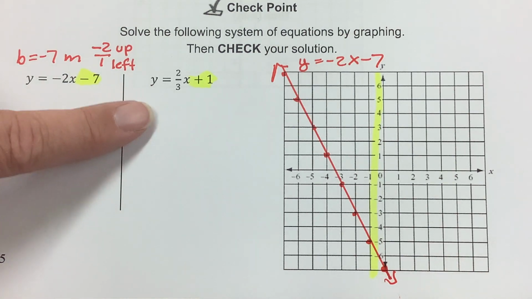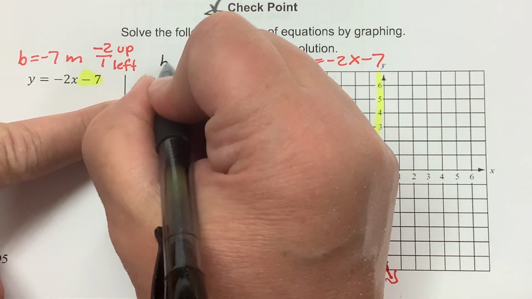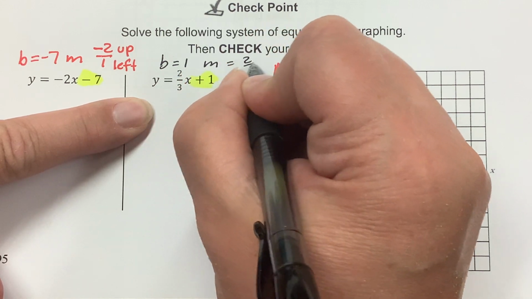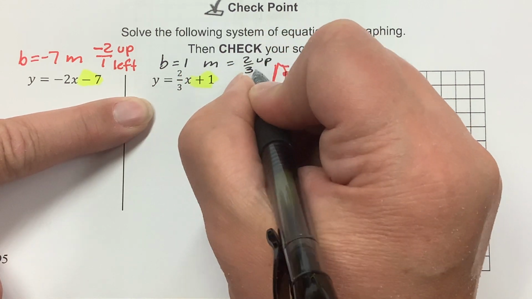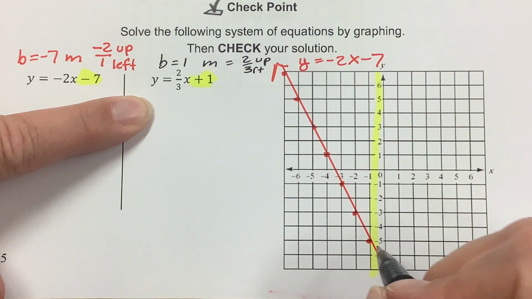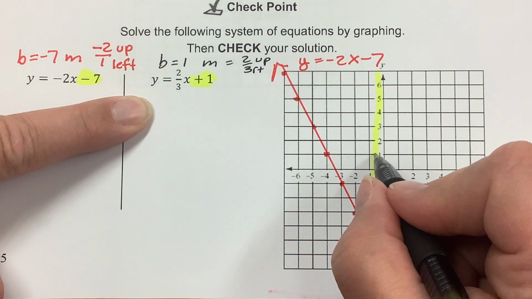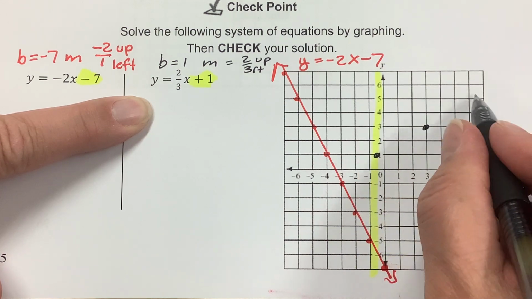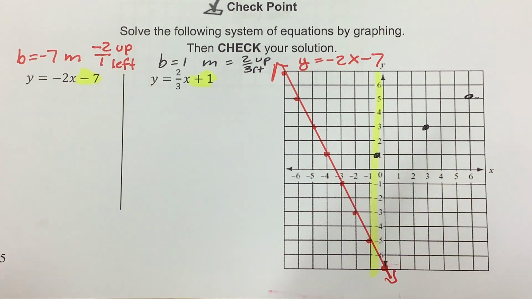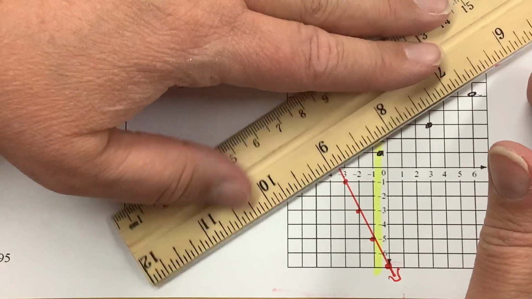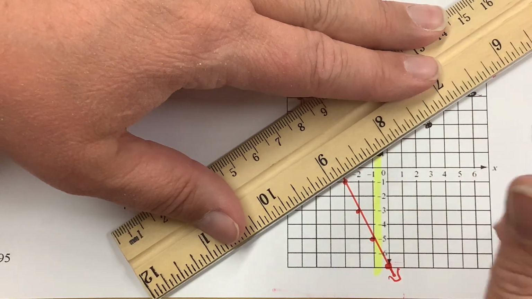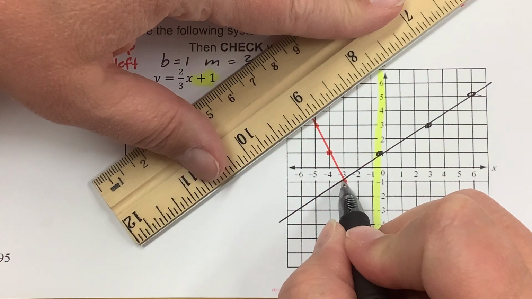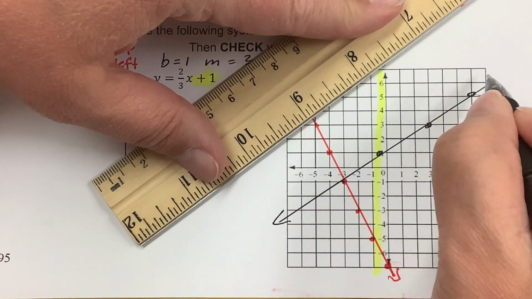Now I have to do this one. This one begins at 1. And to get more points, I have 2 over 3. I'm going to go up 2, 3 to the right. So I begin at 1, up 2, 3 to the right, up 2, 3 to the right. And then when I draw my line, little magic, look at that. They cross right here at -3, -1.